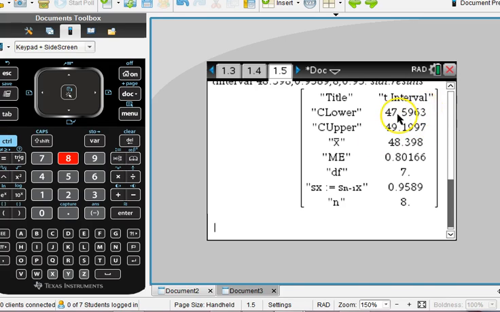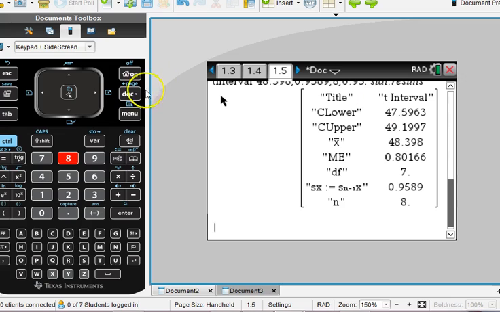Now, this isn't quite as accurate as the other method I'm going to show you because I've already rounded some of my mean and standard deviation, but this gives me my x bar, my margin of error, degrees of freedom, my standard deviation, and my confidence interval, the lower bound and the upper bound. The only thing it doesn't give me is the t critical value, so you can look that up on the chart and fill that in.